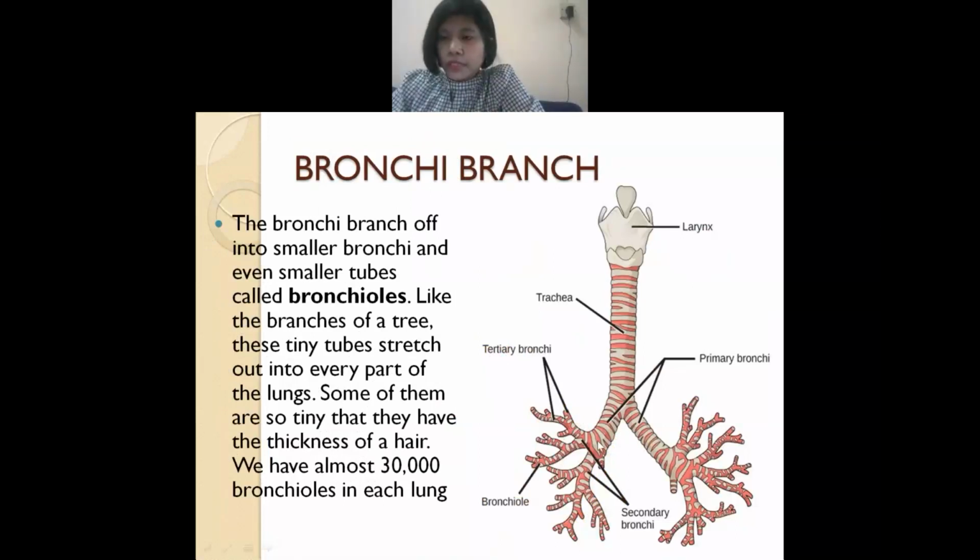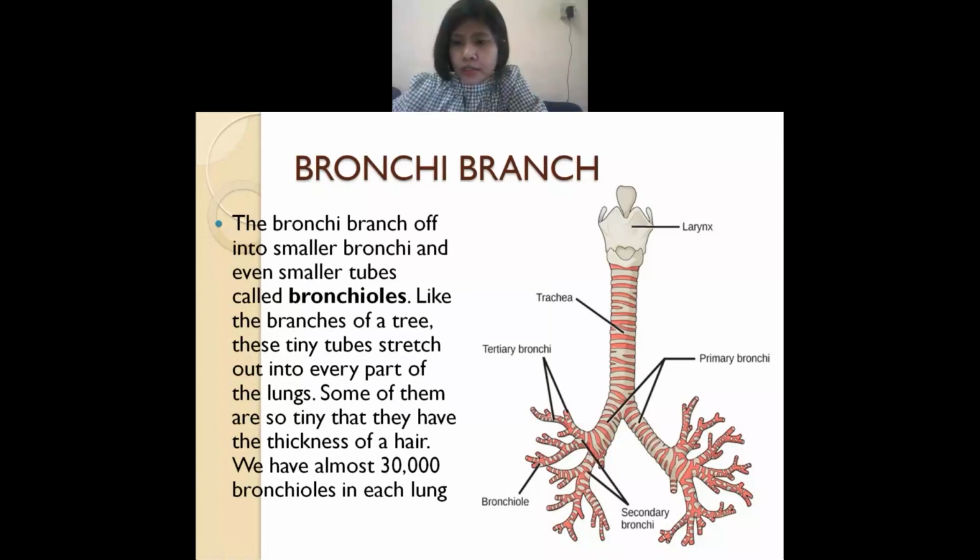Okay, next is the bronchi branches. So the bronchus is divided into different branches, I mean 3 branches, into smaller ones, which are known as the bronchioles. Understand? The first one is the primary bronchi, the second one is known as the secondary bronchi, and the third one is known as the tertiary bronchi. And the last, or else the ending one, is known as the bronchiole, B-R-O-N-C-H-I-O-L-E. Is it clear?